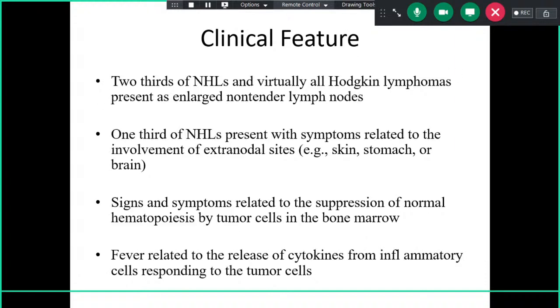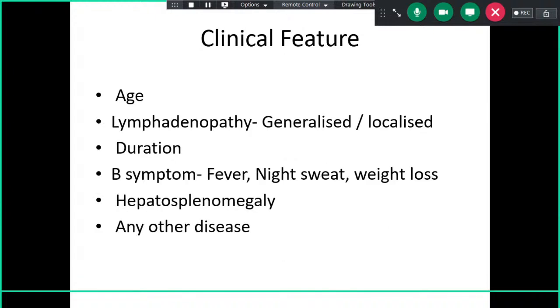Okay. So earlier people used to say low grade, high grade. Now they are no longer using these terms. From the clinical point of view, it is better to say aggressive lymphomas and indolent lymphomas. So how do they present? In general, they present as painless lymphadenopathy. One third of NHL present with symptoms related to organ involvement. Signs and symptoms include suppression of normal hematopoiesis by tumor cells in the marrow, and fever because of cytokines. So there are the B symptoms: fever, night sweats, and weight loss. These are classically called B symptoms.